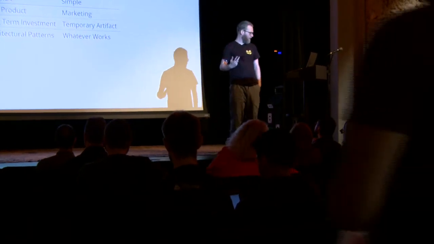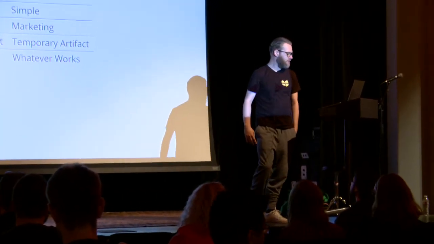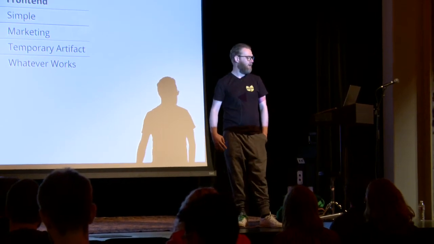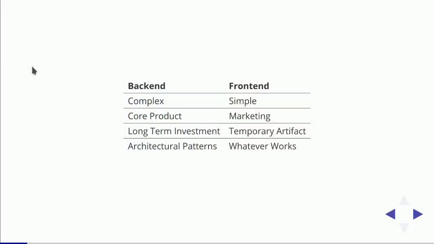What fascinates me about his remarks isn't the actual words, it's the assumptions that underlie these words. Let me spell them out for you. In my opinion, his comments suggest that the backend is complex while the frontend is not. The backend represents the core product, while the frontend is merely a byproduct, something that is used for marketing purposes or something. Consequently, the frontend is just a temporary artifact, while the backend should be a long-term investment. And last but not least, he implies that architectural patterns are very important on the back end, while the front-end developer should just use whatever works for him or her.